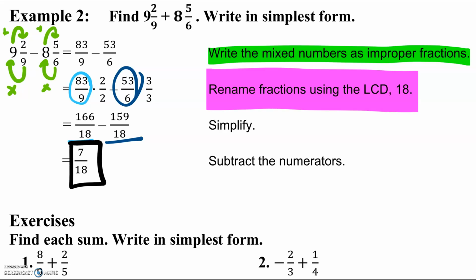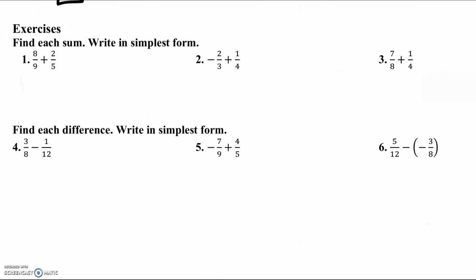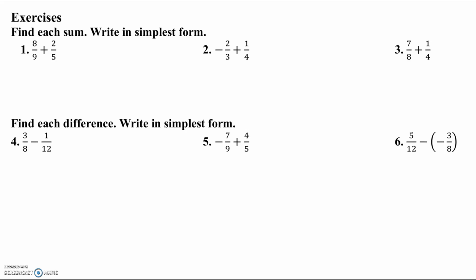All right, so feel free to pause the video anywhere or rewatch it if you're still confused, and then your exercises are below. So you're just completing 1 through 6. Each one you need to first find the common denominator, then rewrite your fractions, and then add or subtract and simplify. All right, good luck.